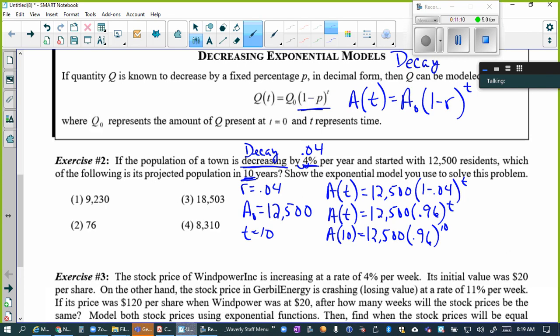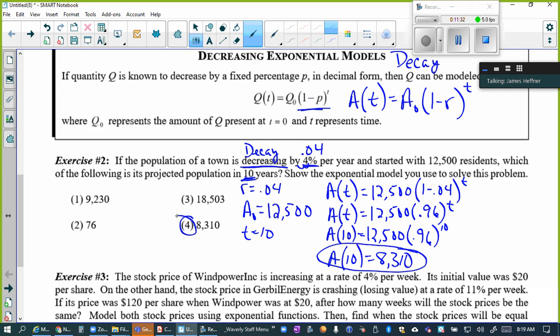And I just lost it. 8,310, right? So A of 10 equals 8,310 people. All right, does anybody have any questions on that? Choice 4. And again, like when you see this on your homework, even with multiple choice, right, this is the work I need you to show, okay?